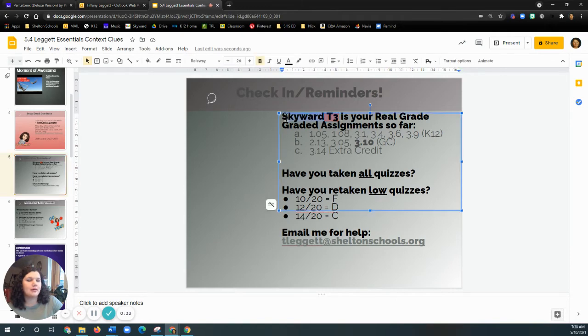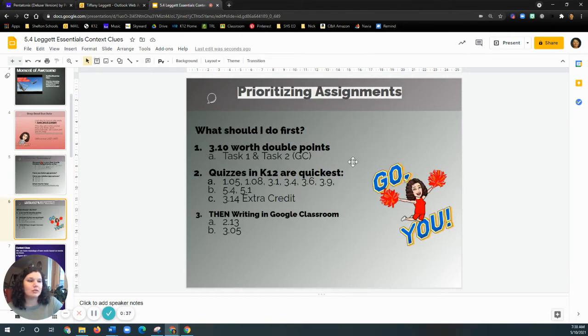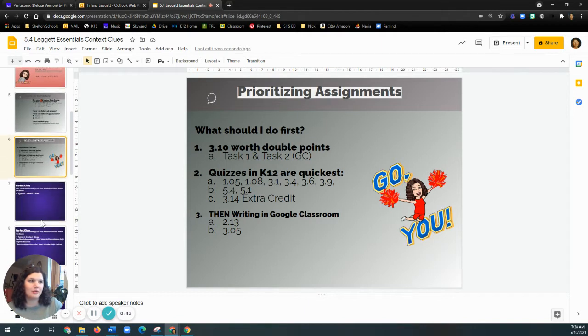When you're looking at Skyward, make sure that you are looking at the T3 grade. If you are someone who is like, oh crap, how do I make up the most points possible? This slide is for you. You can do it. Just prioritize your assignments.